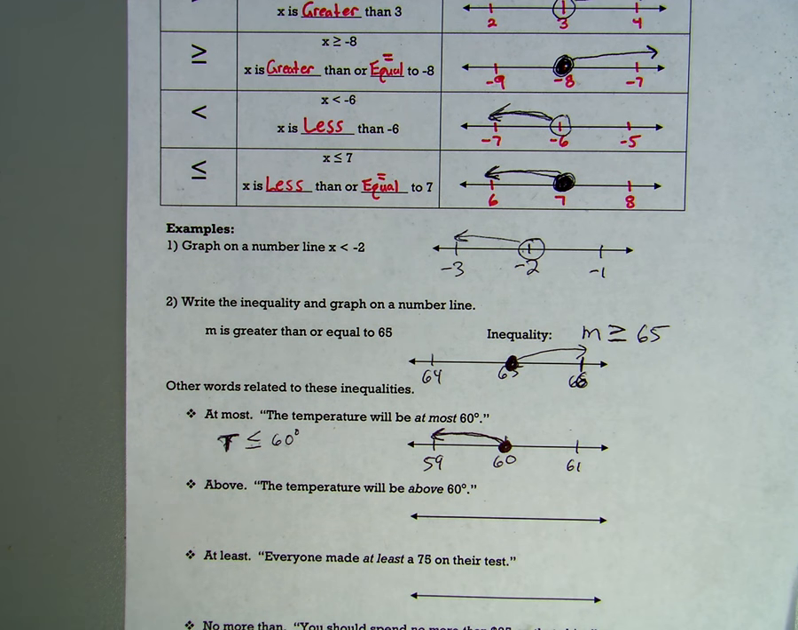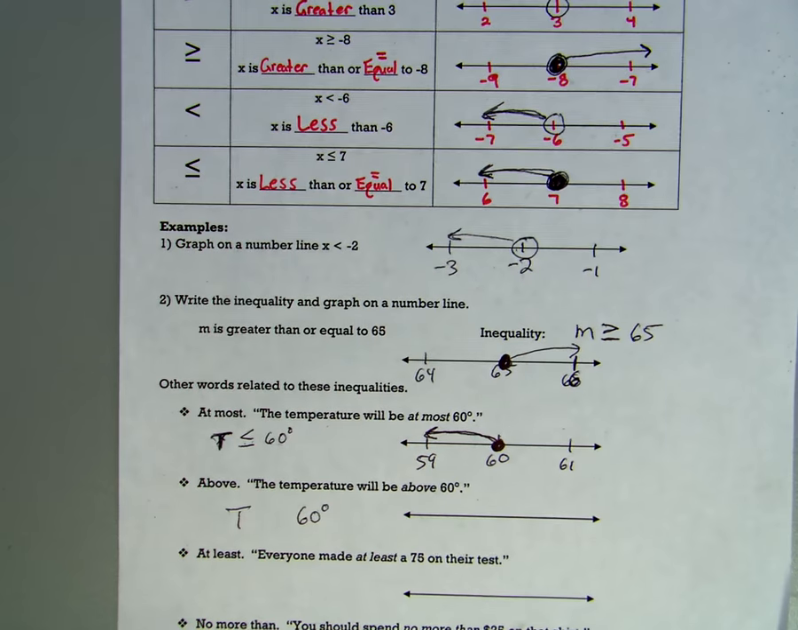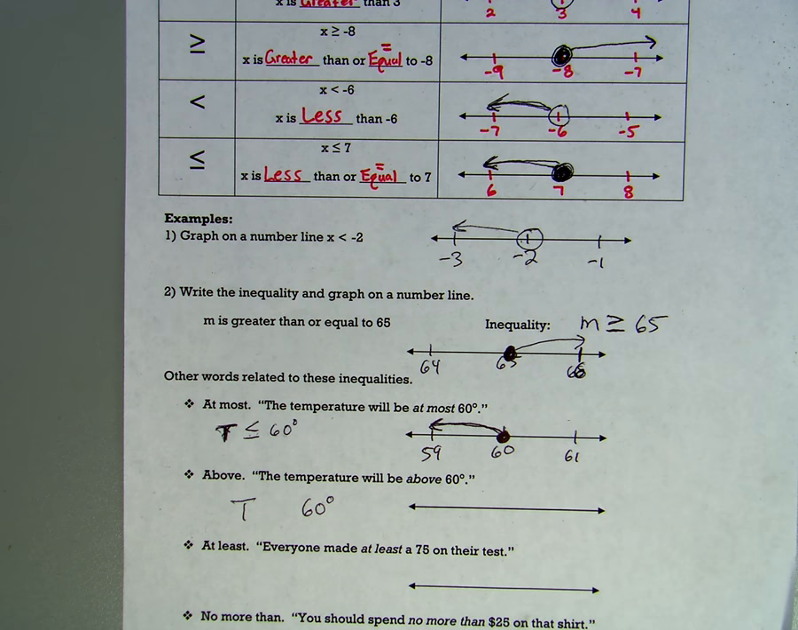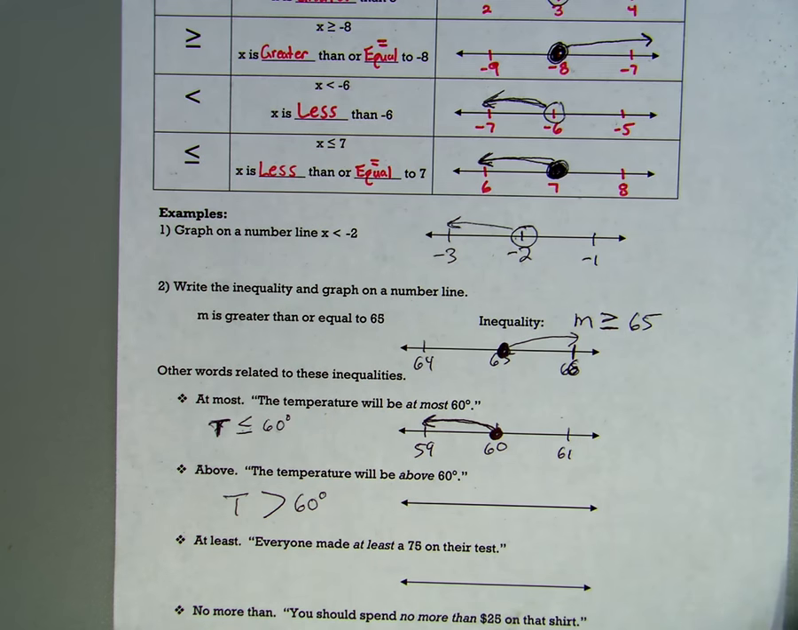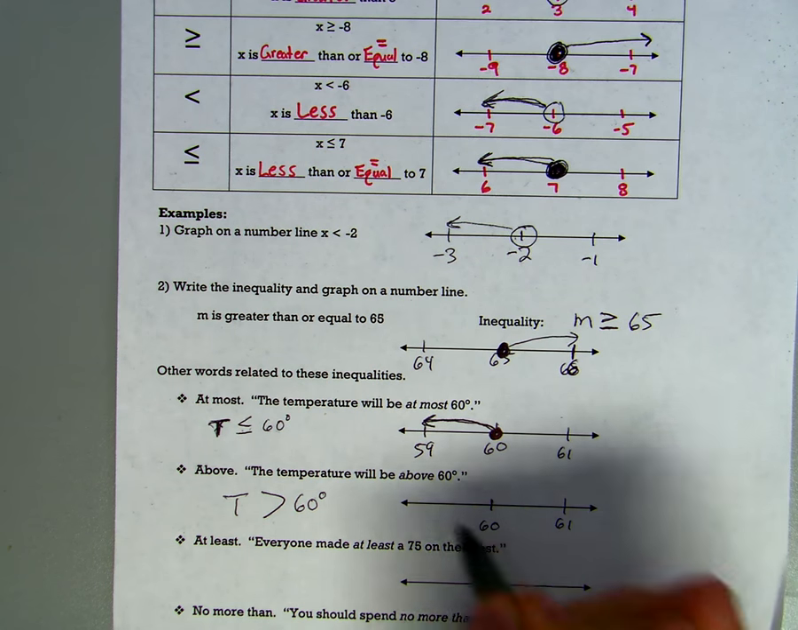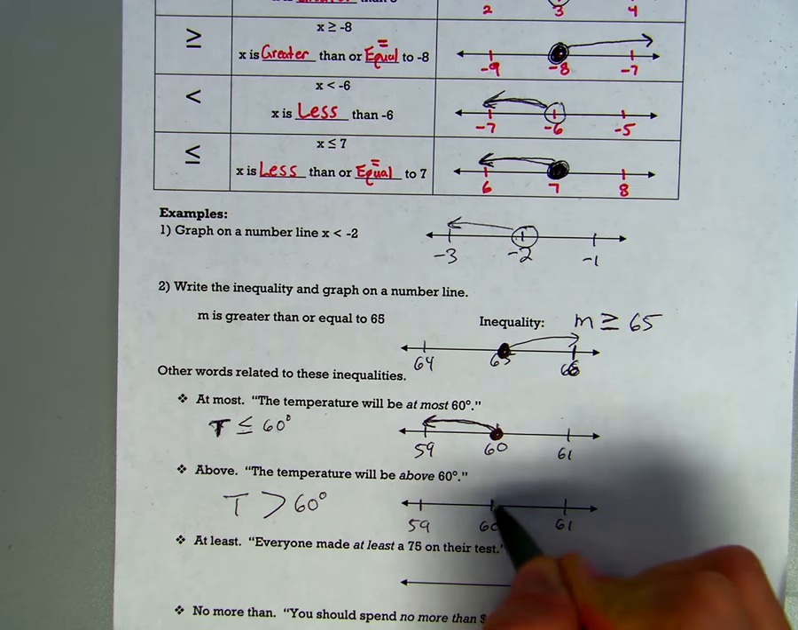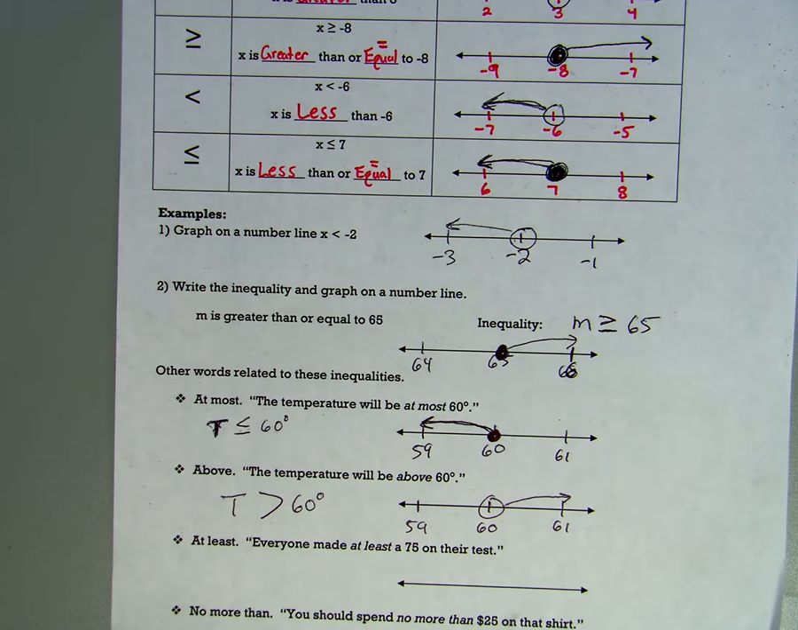The next one is above. The temperature will be above 60 degrees. So I'm going to put T again for temperature. I'm going to put 60 degrees. Now it's going to be above 60 degrees, which means we know it's not going to be equal to 60, it's going to be greater than 60. So anything above 60: 60.1, 60.2, 60.3, that is above. 60 by itself would not be above. So it is not an equal to one, so we're going to do an open circle. Draw an arrow that way.